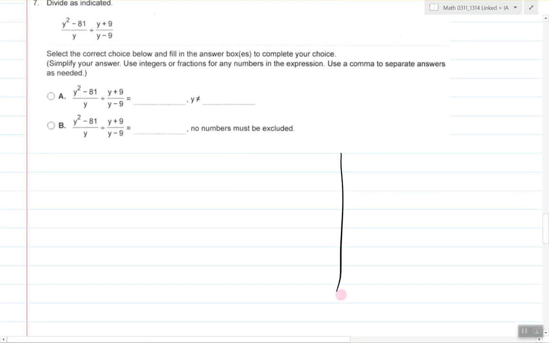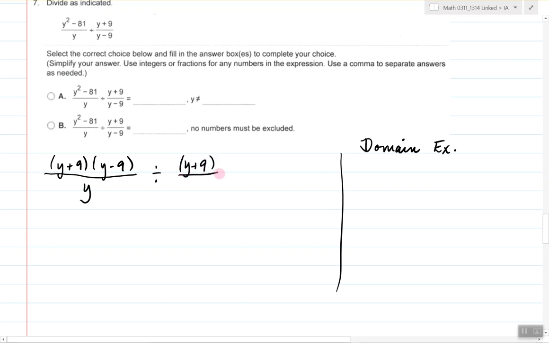All right, over here, I will talk about my domain exclusions. All right, I'm going to go ahead and rewrite this problem in its division format, but in factored form. The numerator of the first fraction is the difference of squares. So it'll be y plus 9 times y minus 9 over single y, divided by y plus 9 over y minus 9. And I have gone ahead and put those in parentheses without saying it. I did recognize that neither of these could be factored.